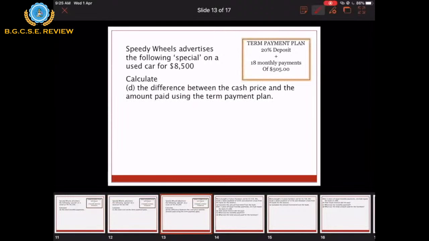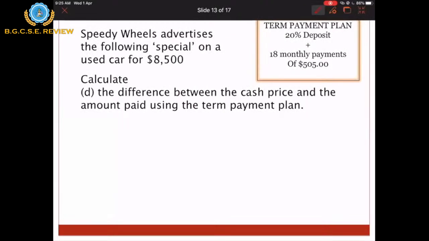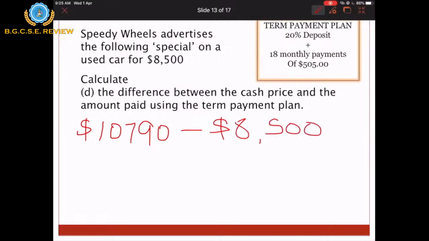Let's finish it off by looking at D. D says the difference between the cash price and the amount paid using the term payment plan. So I know my term payment plan was $10,790, and I'm going to subtract from that $8,500. So I can actually save $2,290 if I pay cash. But for some persons, they can't afford that, and so they have to use the hire purchase plan, and that's okay.